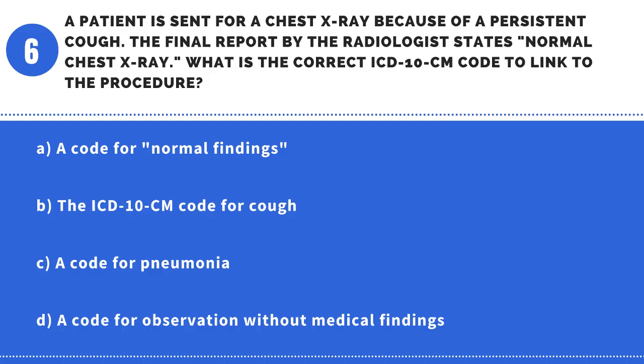Question 6. A patient is sent for a chest X-ray because of a persistent cough. The final report by the radiologist states normal chest X-ray. What is the correct ICD-10-CM code to link to the procedure? A. A code for normal findings. B. The ICD-10-CM code for cough. C. A code for pneumonia. D. A code for observation without medical findings.